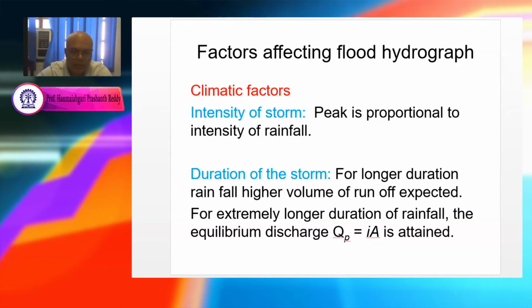The next important factors are climatic factors, such as the intensity of the storm, duration of the storm, and direction of the storm. It's obvious that the peak is proportional to the intensity of the rainfall, because we know from the rational formula, Q is equal to some constant times intensity times area. So if the area and the constant are the same, then if the intensity increases, the peak discharge increases.